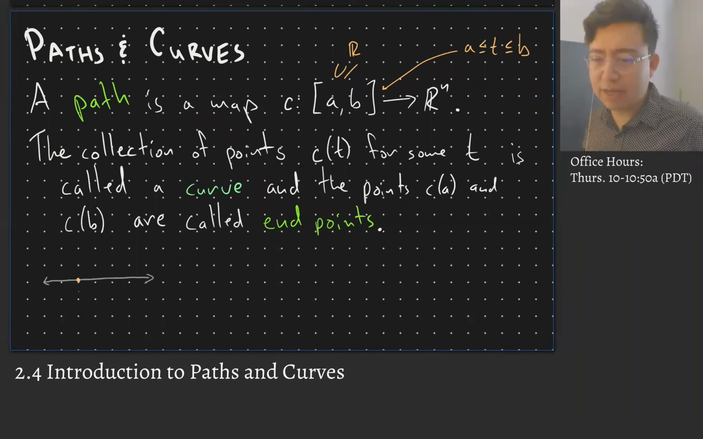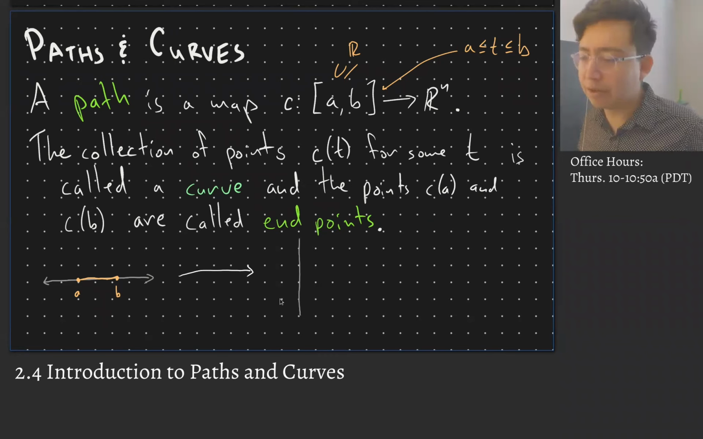So that's A, that's B. Then we have the interval between A and B, like that. Okay, and then we have a map which sends us from here to maybe your two-dimensional space over here. It could be 2, 3, n dimensional, but for this drawing, I'll use 2 dimensions.